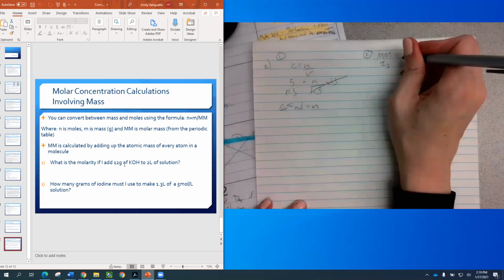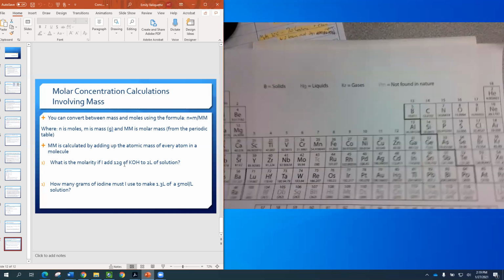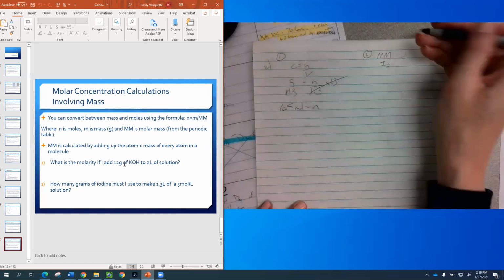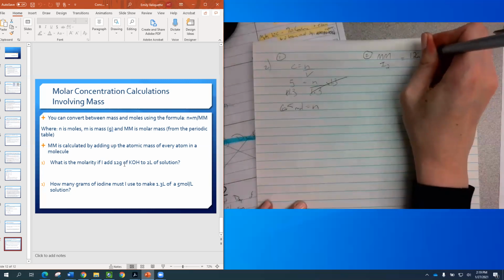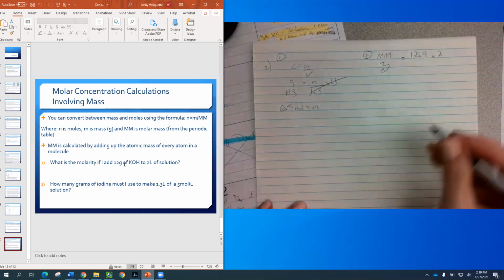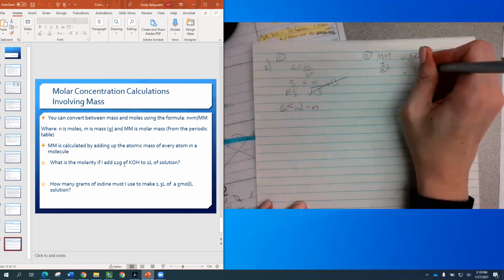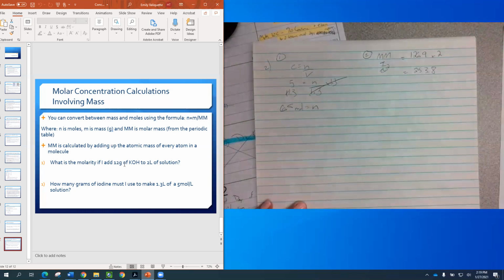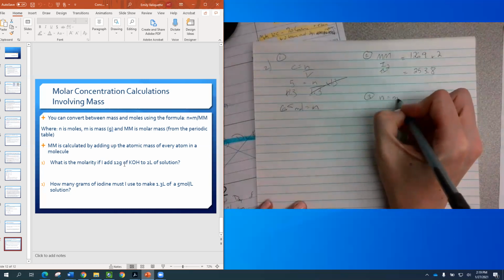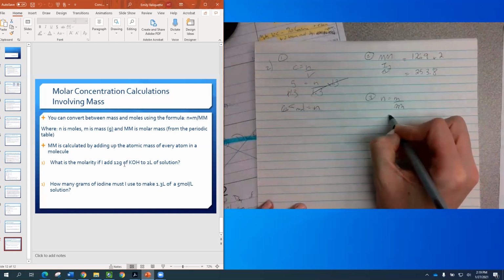So I'm going to look up the mass of iodine, which is 126.9, but I have to multiply it by 2 because there are 2 of them. So 126.9 times 2 is 253.8. Now my final step can be to use my moles equals mass over molar mass formula.